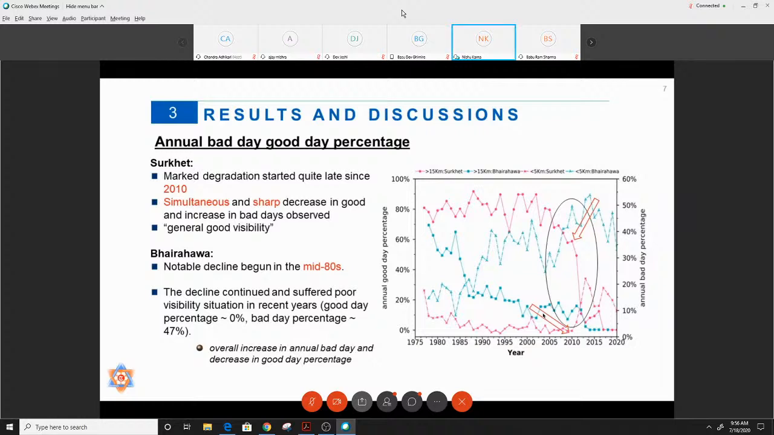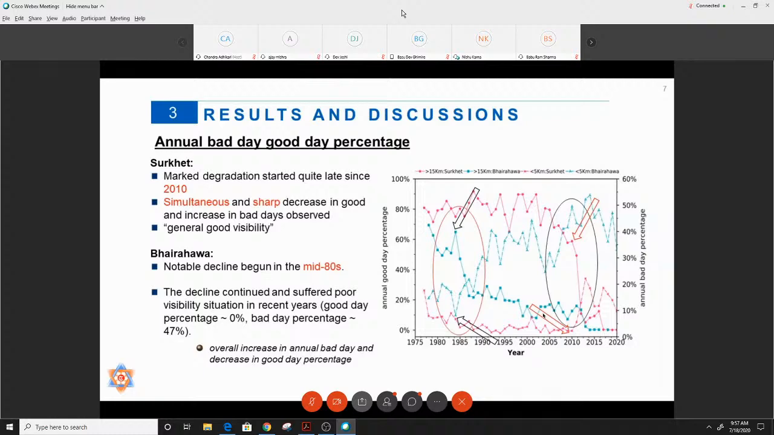And we can see here, from the beginning, Surkhet exhibits relatively good general visibility condition. In contrast, the Bhairava has shown this process quite early in the mid-80s. It is seen that good days are very less in the recent period for both the places. And regarding the bad days percentage, the Bhairava outnumbers Surkhet. This indicates that Surkhet has still good air quality condition.